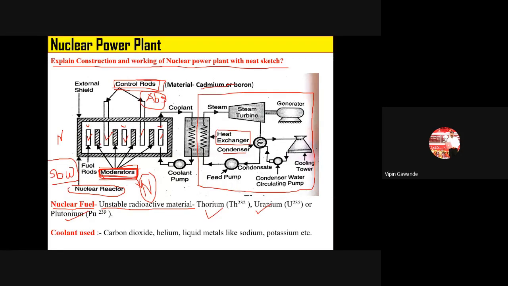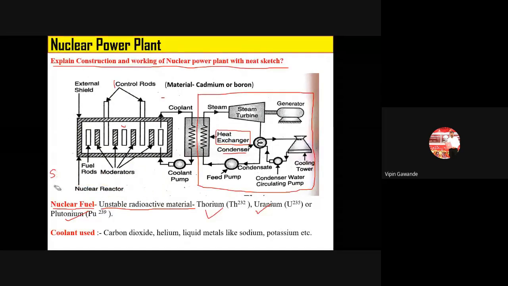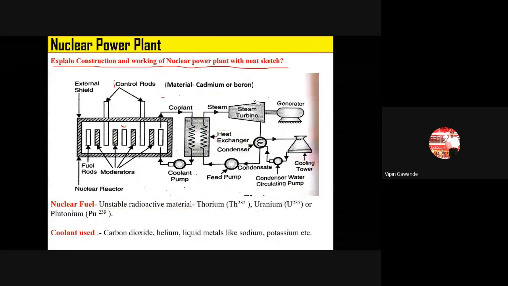So what have we seen? We have seen the different components of this nuclear reactor. One is the fuel rods. This is the fuel rod here. The fuel rods are made up of nuclear fuel. You can use either thorium, uranium, or plutonium. So that is placed here.